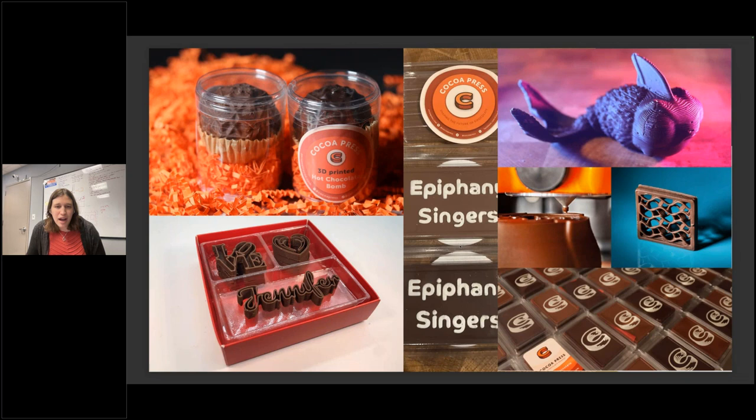In the future, I think that food printing will continue to expand and grow in all of these different ways: in customization, in unique textures, and getting more into unique ingredients. And just at the end here, these are a whole bunch of various projects I've worked on.